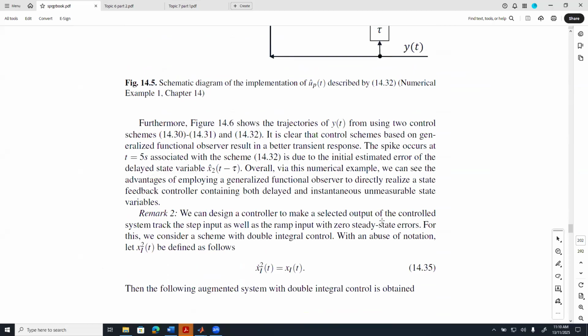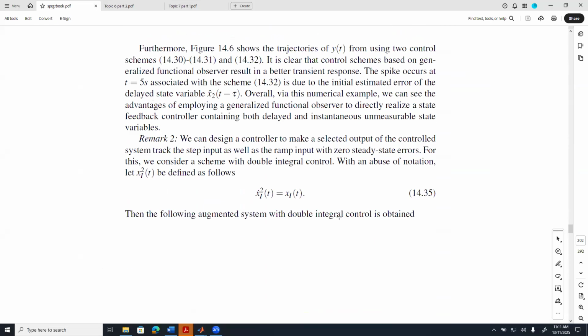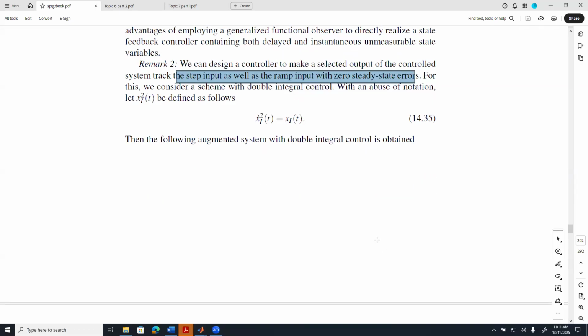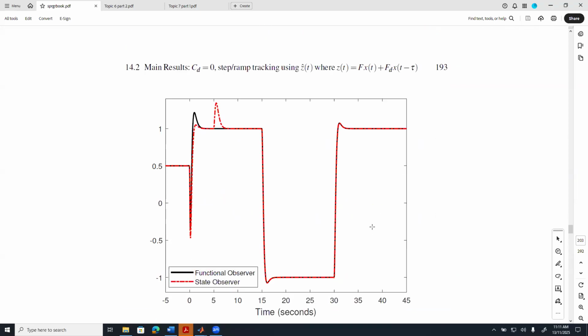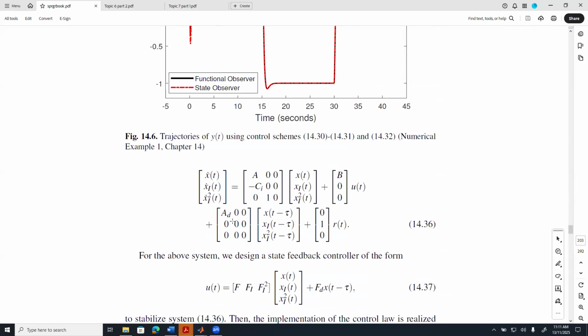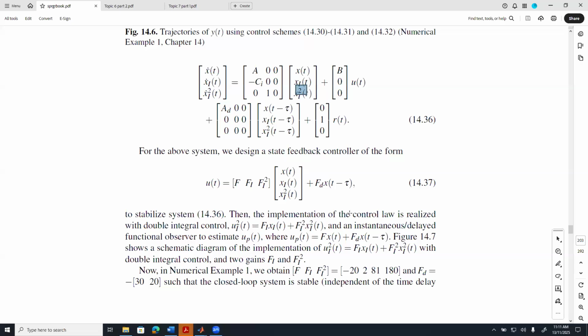And then in this chapter, in this book, we also went further. We can say, look, we can even handle not only step input, we can handle a ramp type of input with zero steady state error. And so we introduce another integrator. And if we introduce another integrator, we have another variable. This is just an abuse of notation. That number two there means that we have two integrators. But the idea is clear from there.